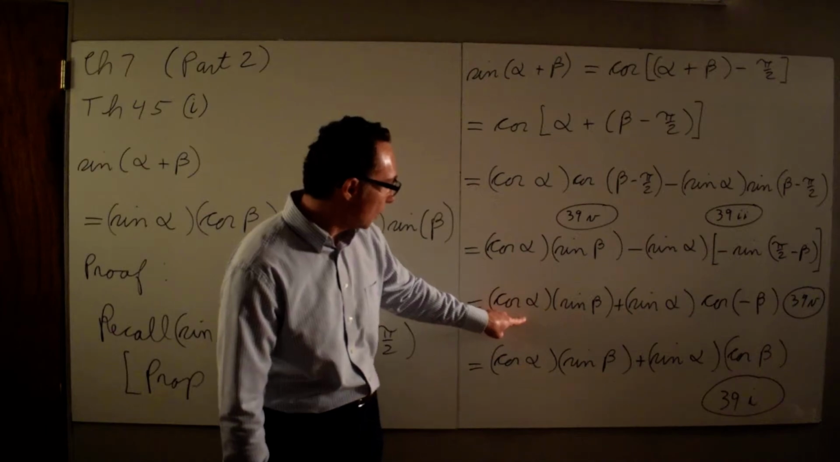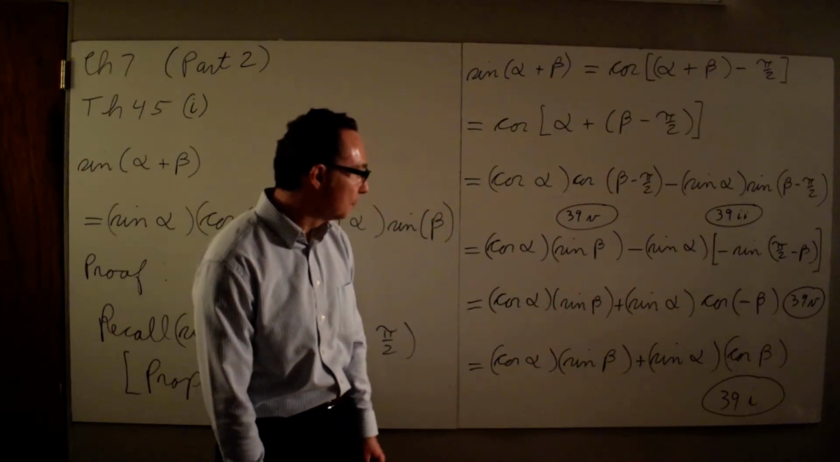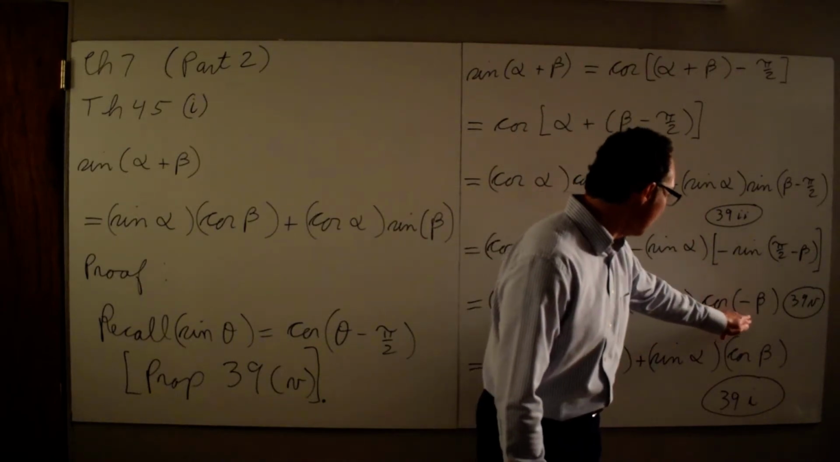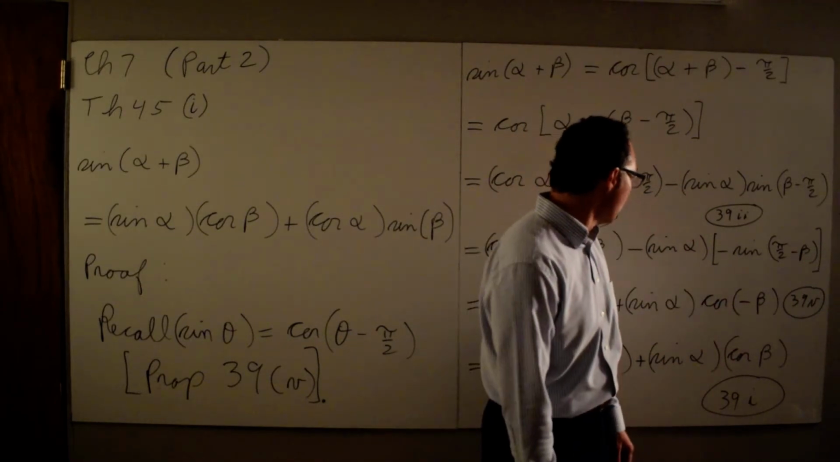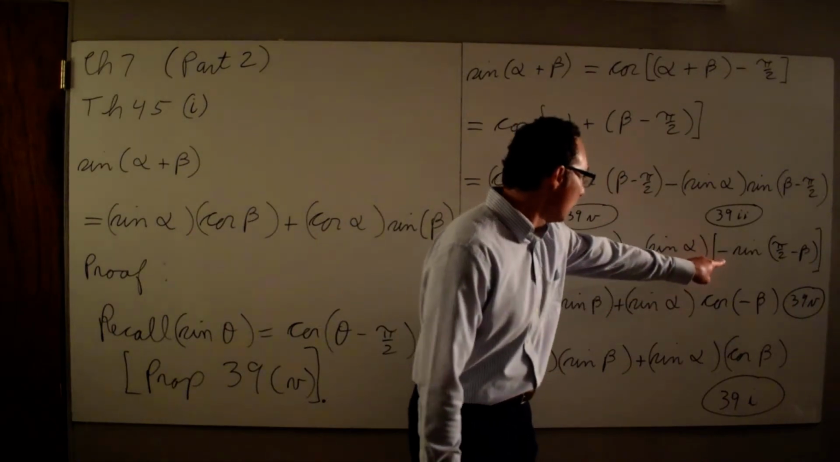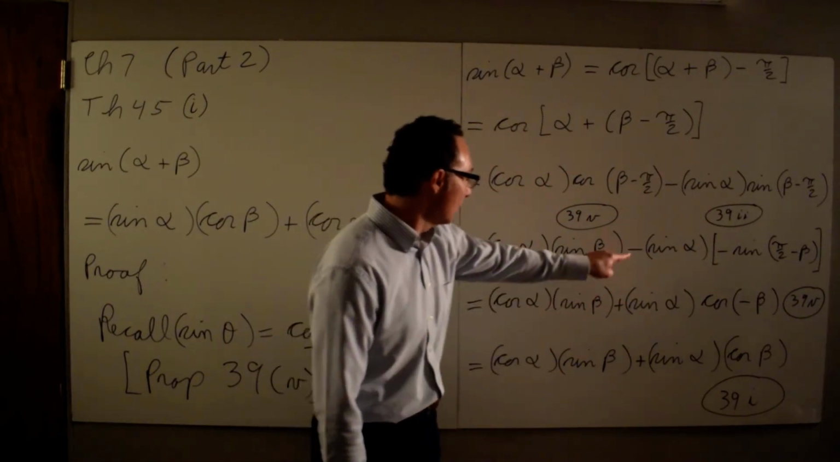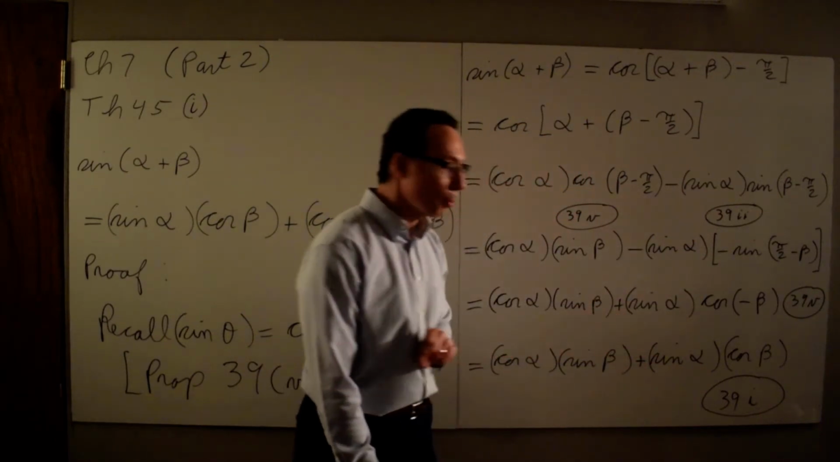Now we have cosine of alpha, sine of beta, sine of alpha, cosine of negative beta. Well, okay, we have the negative times the negative, so that became a positive. Forgot that part. So negative times the negative, there's our positive.